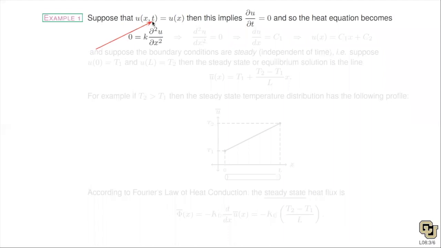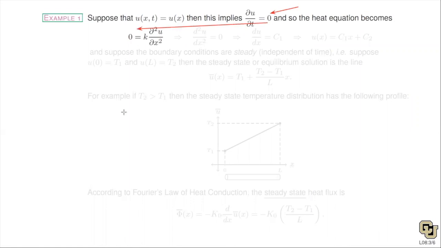So now there's no more time. Okay, so think about the heat equation. The heat equation says partial U partial T equals K times the second partial of U with respect to X. But if it's not a function of time, then partial U partial T is 0. And so on the left-hand side of my heat equation, I have 0.